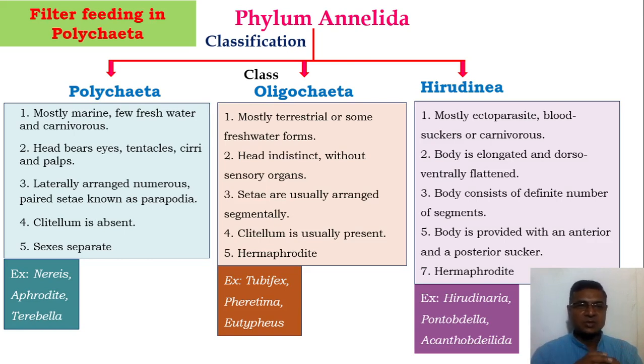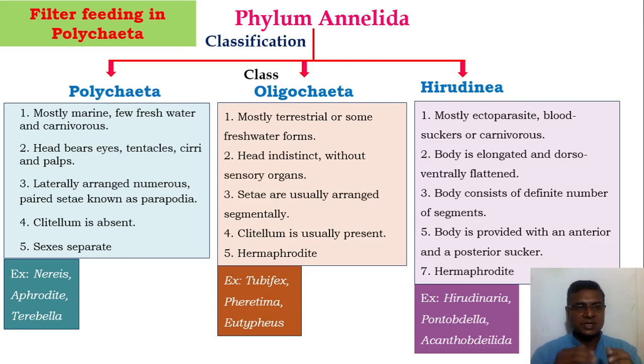Now, moving toward the Polychaetes. They are mostly marine, while very few members are freshwater. They are carnivores, and the head bears well-developed eyes, tentacles, cirri, as well as palps for feeding purposes. In the Polychaetes, numerous laterally arranged paired parapodia are present.